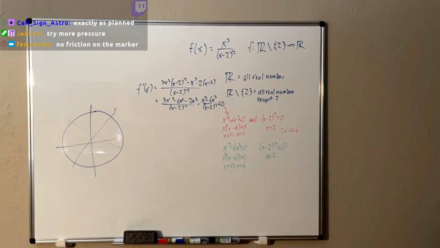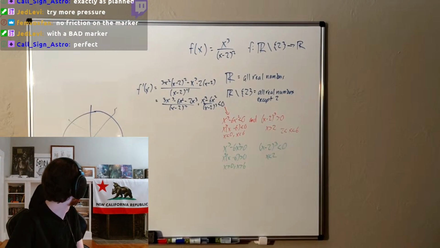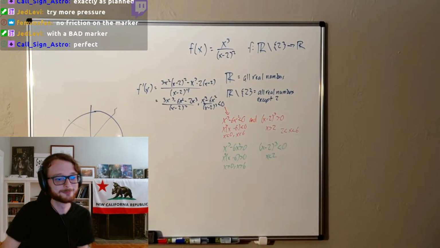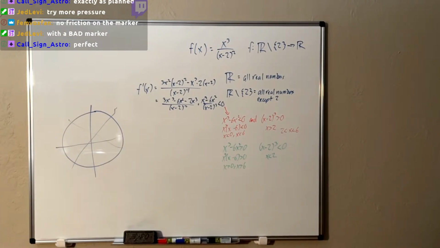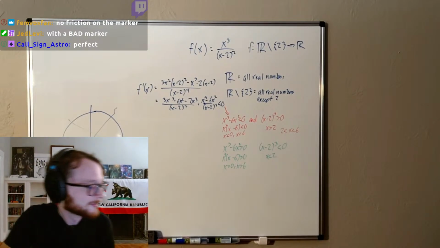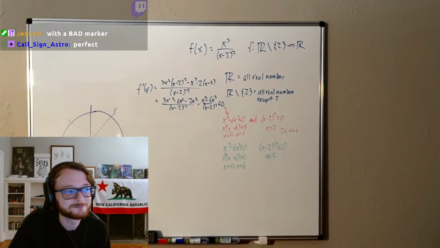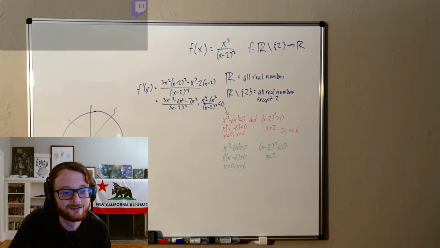Try more pressure. I think I threw out my bad markers. Do I still have them? Perfect. Oh, good. Yeah, I threw away my bad markers. I'm taking those points too. You tried? You know, I appreciate the moral support there.